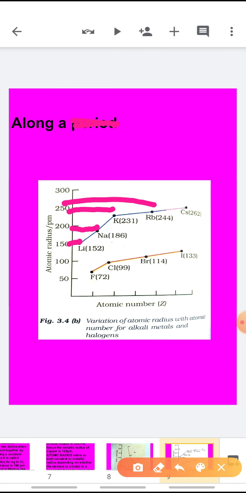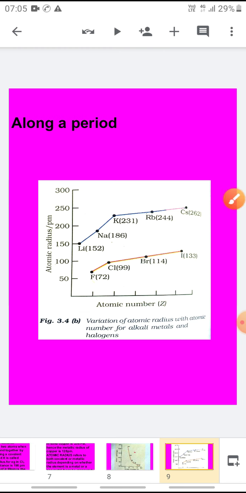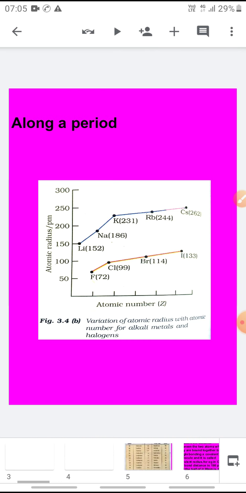Why does the increase take place along a group? It is because new shells are added. For example, lithium has 2 shells, sodium has 3 shells. So we can say the atomic radii is increasing. Now it must be clear to you that along a period the atomic radii decreases, or you can simply say size of atom decreases, and along a group the size of atom increases.